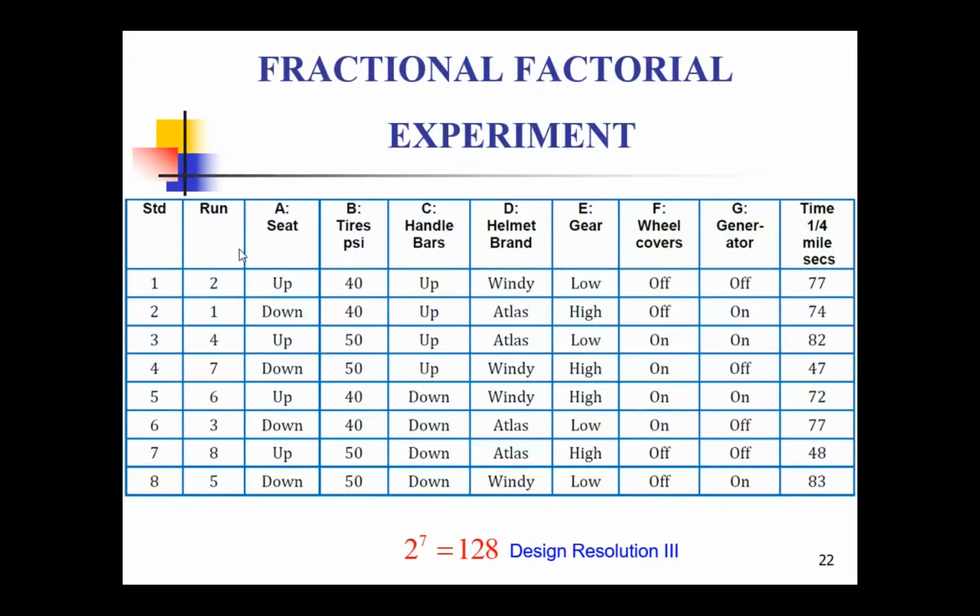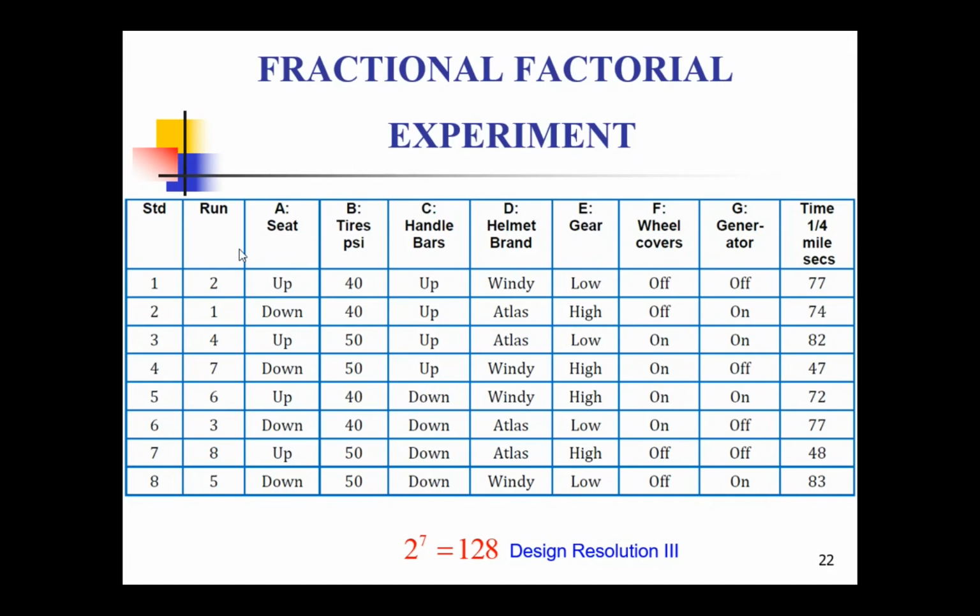So how much distance are we going to cover in a specific time period by using different settings in a bike? The first parameter is seat, the second one is pressure of the tire, and the third one is the position of the handlebar, then brand of the helmet, then gear position and wheel covers, and then generator. So 7 inputs I am going to have. In each and every input I am going to have 2 level values.